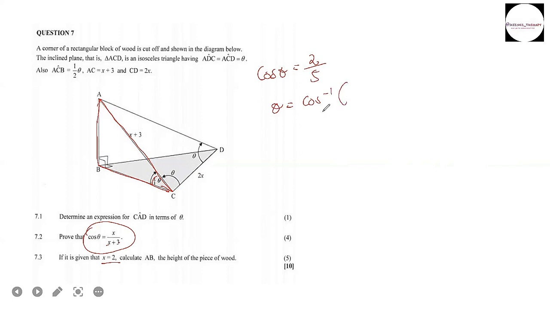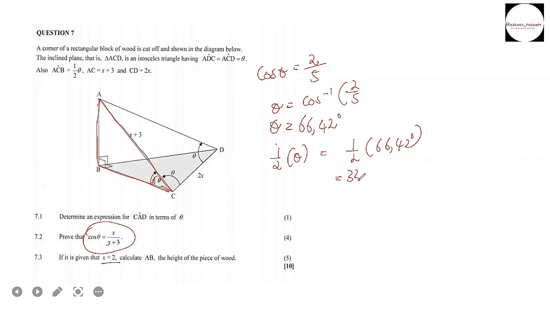Now we're going to use that to calculate theta. This is cos theta equals 2 over 5. Then let's punch it quick. So this gives us theta is equal to 66.42 degrees. But remember, here we have half theta. So if theta is 66.42 degrees, that means half theta is what? Half theta will be half of this, which will give us 33.21 degrees.